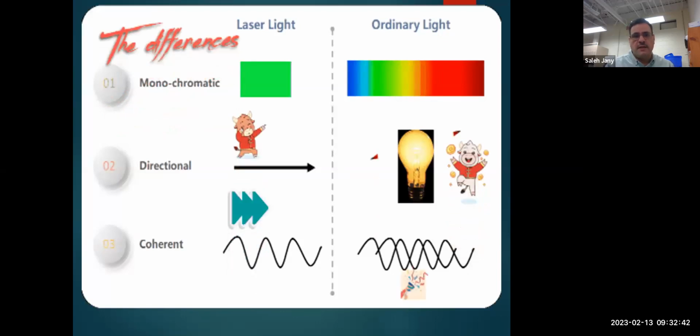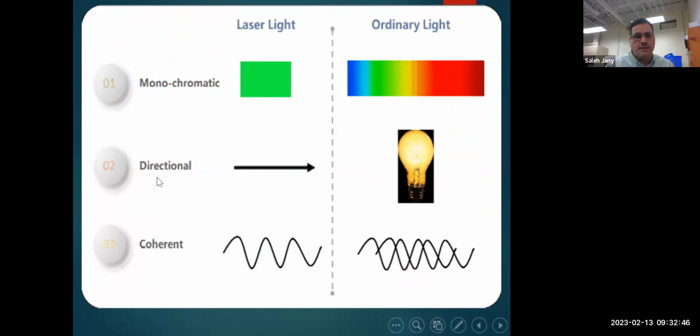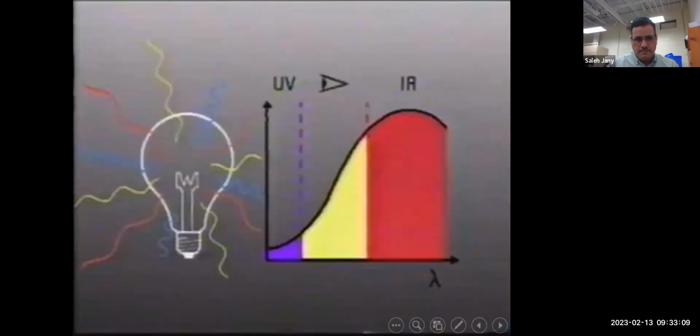So that's the difference between normal light and laser. The laser will be monochromatic. The normal light will be different colors. The laser will be directional, pinpointed to one spot. The normal light will be in different directions. Coherent means the same wavelength and same phase, so the energy will be concentrated, while normal light has different wavelengths and the energy will dissipate. The normal light can be ultraviolet, it can be invisible, and it can be infrared.